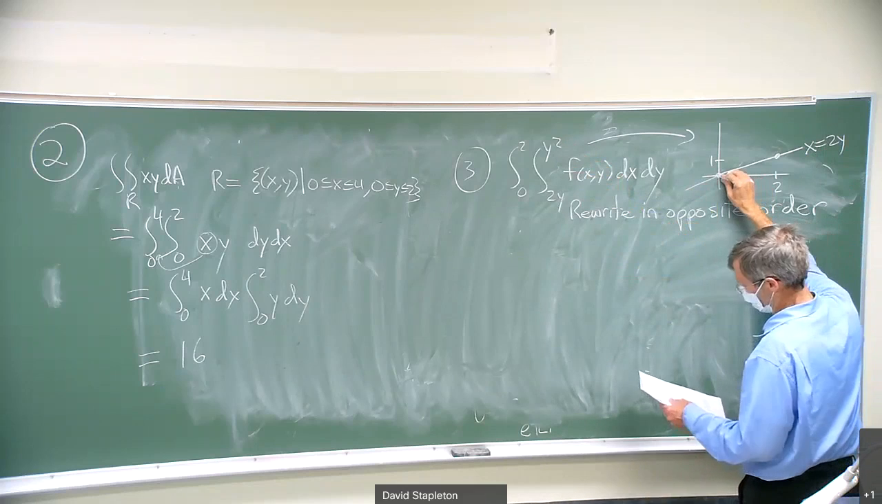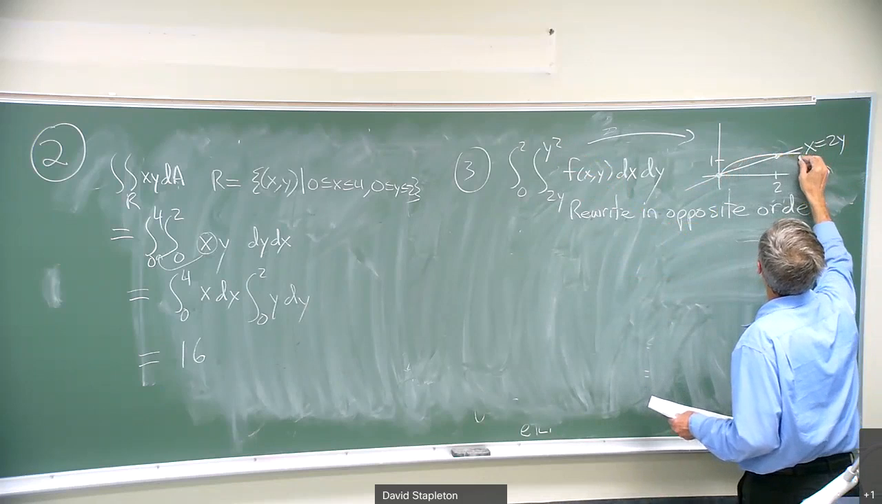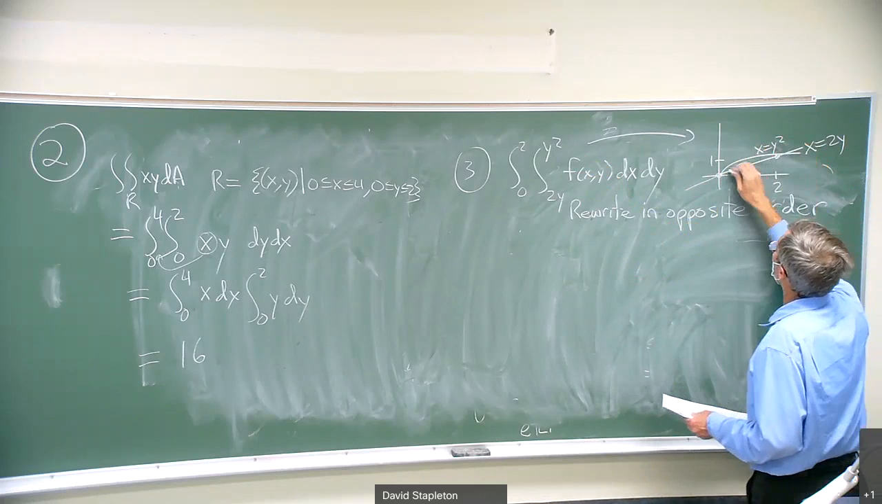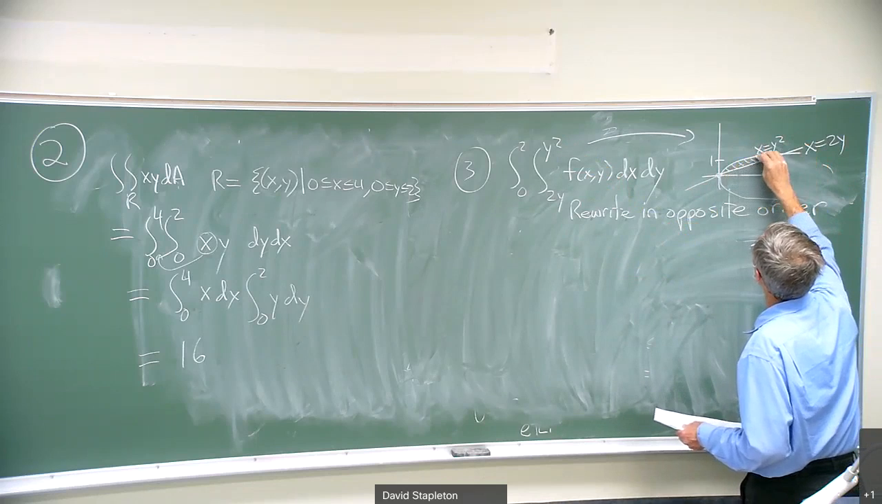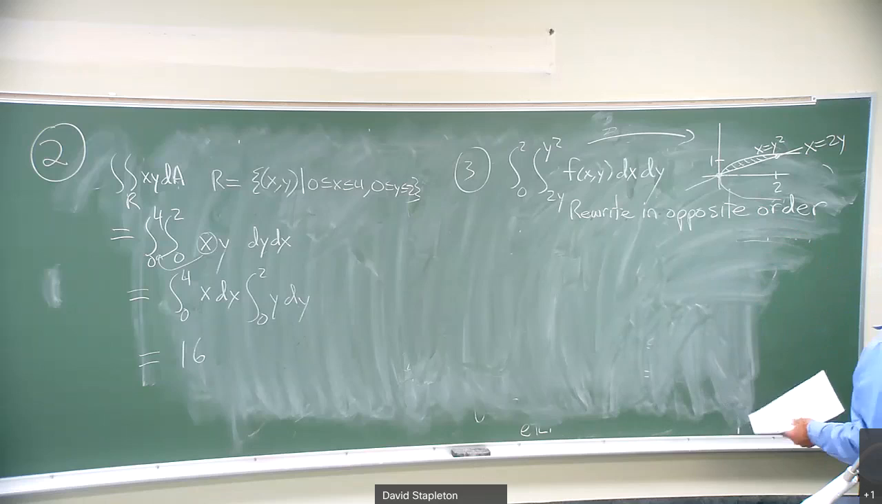Well, that's just a parabola. And it goes like this. And now you observe all the region between them is this little slice right here. Drawing is really important in redoing the order here. Now I want to switch it to the other order.